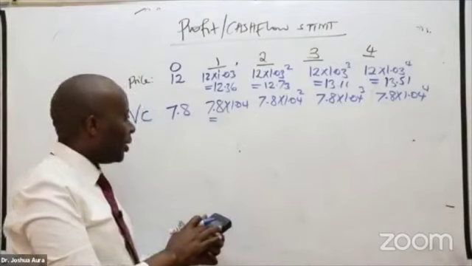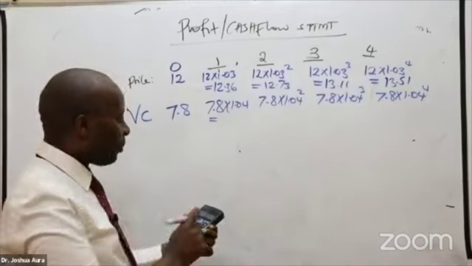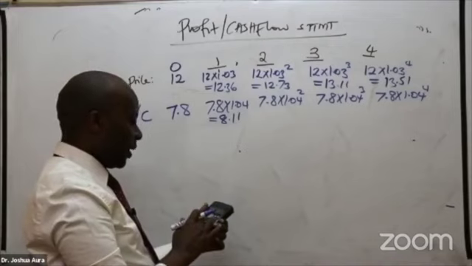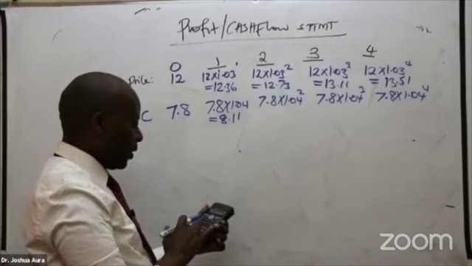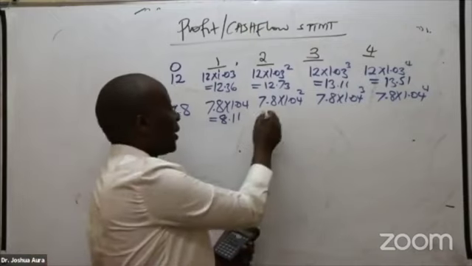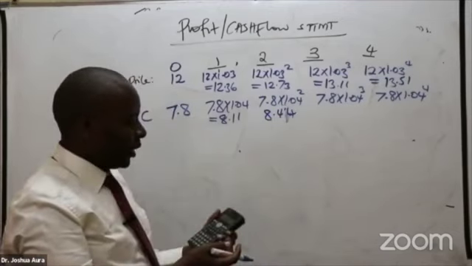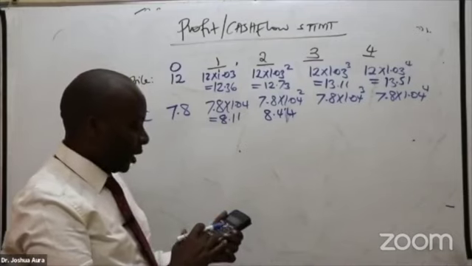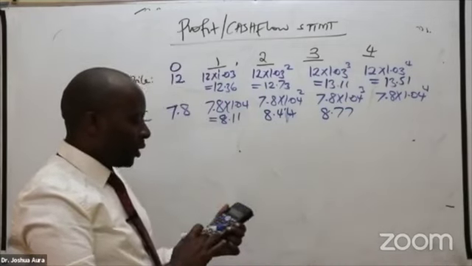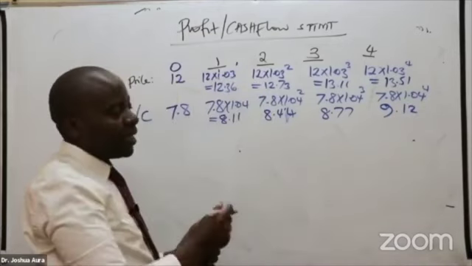I have a good calculator here. We have 7.8 times 1.04, 2 decimal places. Here we have 8.11. So 7.8 again times 1.04 raised to power 2 will end up giving us 8.43 or 8.44, 2 decimal places. Then raised to power 3, this gives us 8.77. Then raised to power 4, which gives us at the end of the day 9.12, like that.